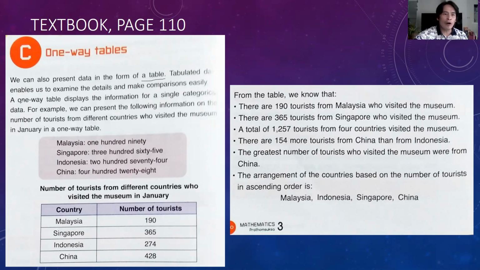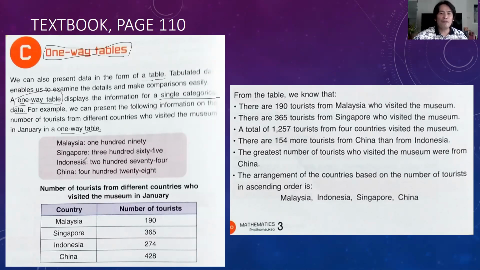A one-way table displays the information of a single categorical data. So that's what it means. Single categorical data, not multiple. So it's called a one-way table. For example, we can present the following information on the number of tourists from different countries who visited the museum in January in a one-way table.